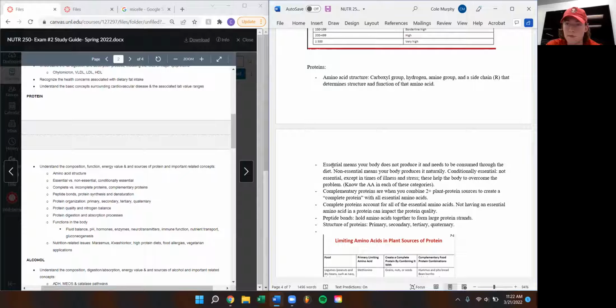And then conditionally essential. So these are amino acids that are not essential, so your body makes them, but you should be consuming more of these when you're feeling sick, injured, or stressed. That will help your body combat the problems it's facing. And so I know all the amino acids in each of these categories.